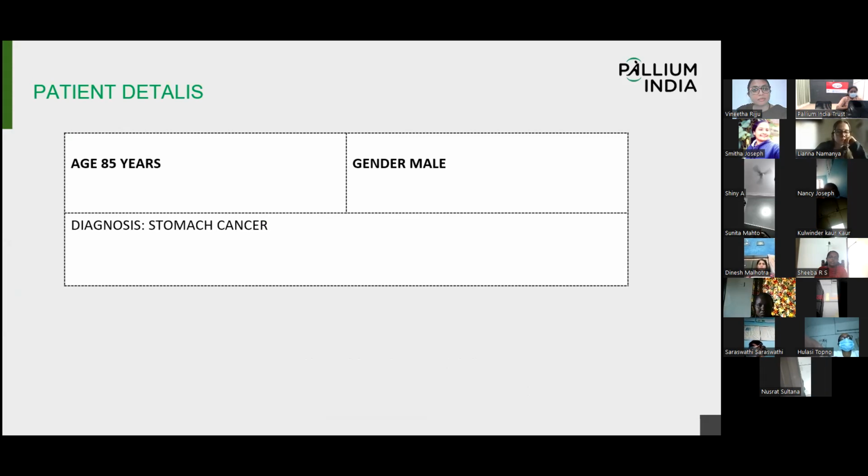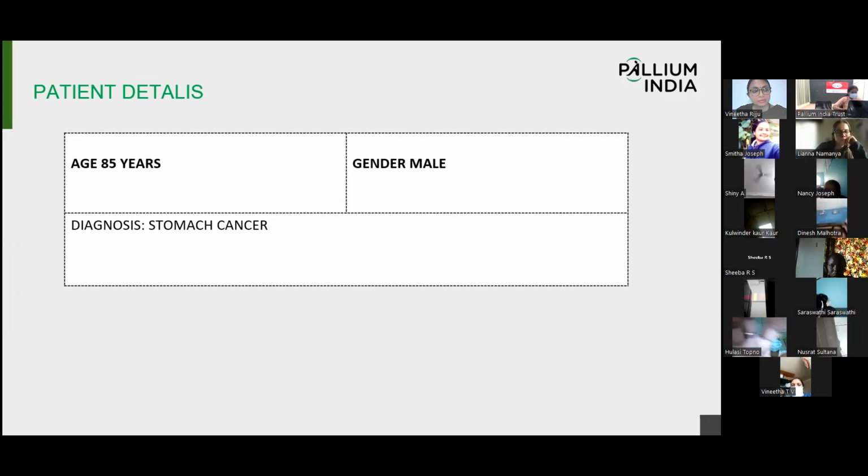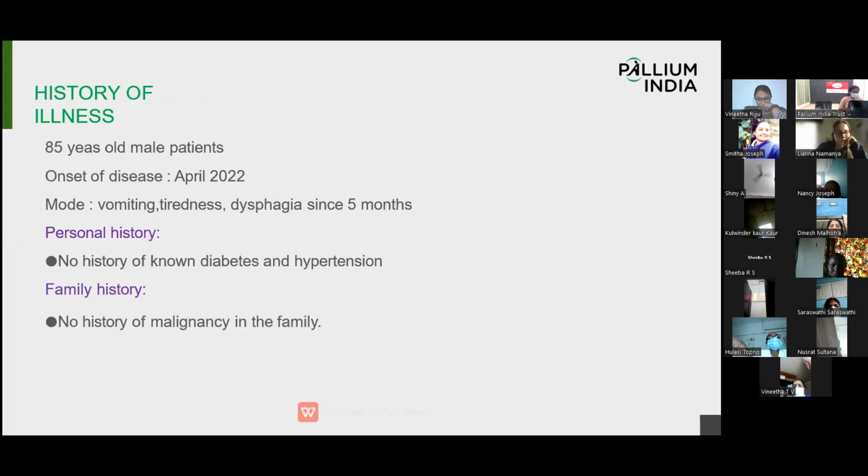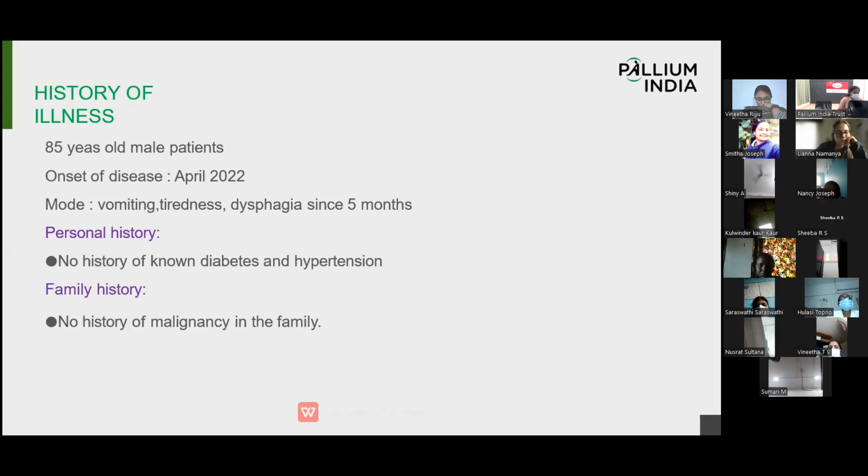My name is Bindu, working in EMS Hospital, Perinthalmanna. My patient is 85 years old, male, diagnosis stomach cancer. Presenting complaints: general weakness, vomiting following chemotherapy, feeling of fullness, dysphagia. History of illness: 85 years old male patient, onset of disease in April, vomiting, tiredness, dysphagia since 5 months.